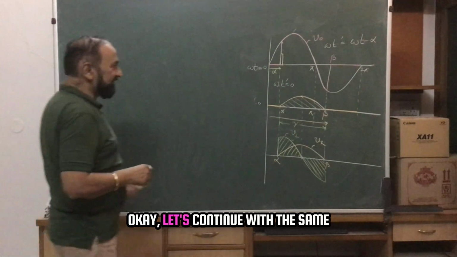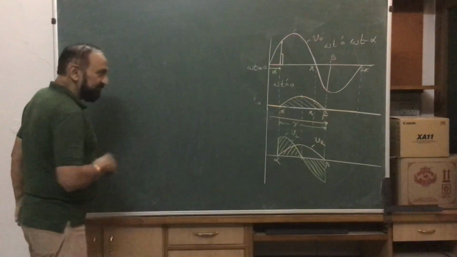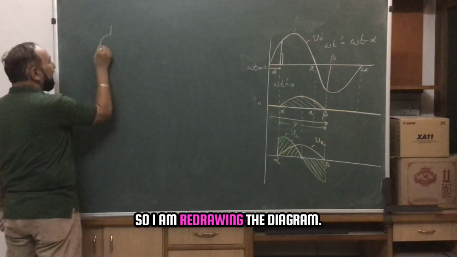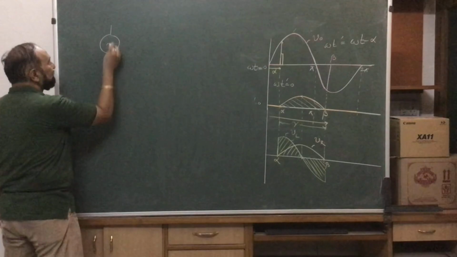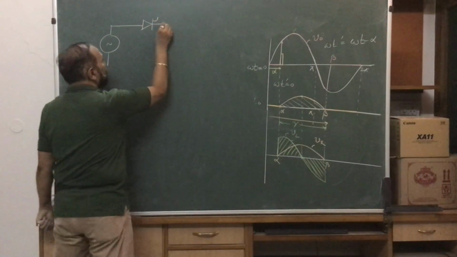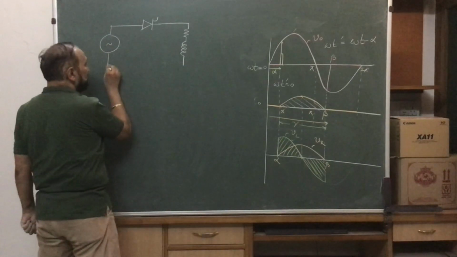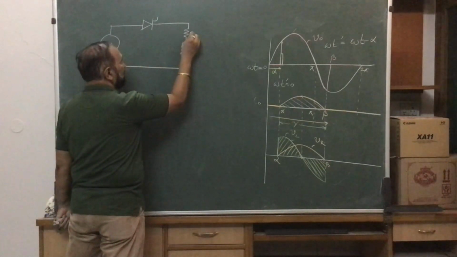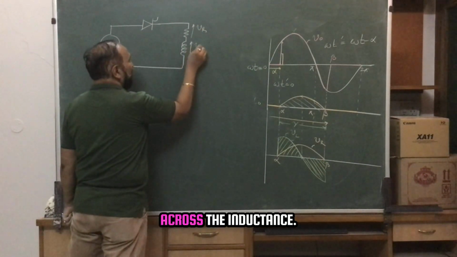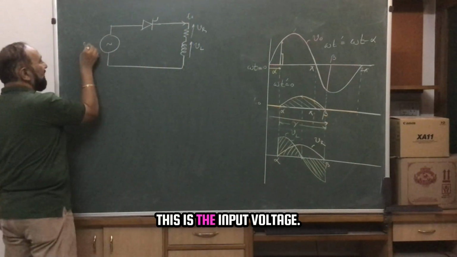Okay, let's continue with the same single phase half wave converter. See something more about the flow of power. So I am redrawing the diagram. This is the voltage across the resistance, across the inductance. This is the current. This is the input voltage.